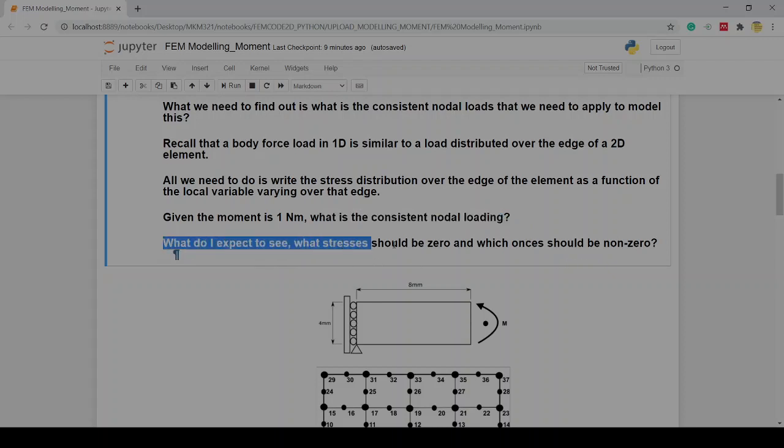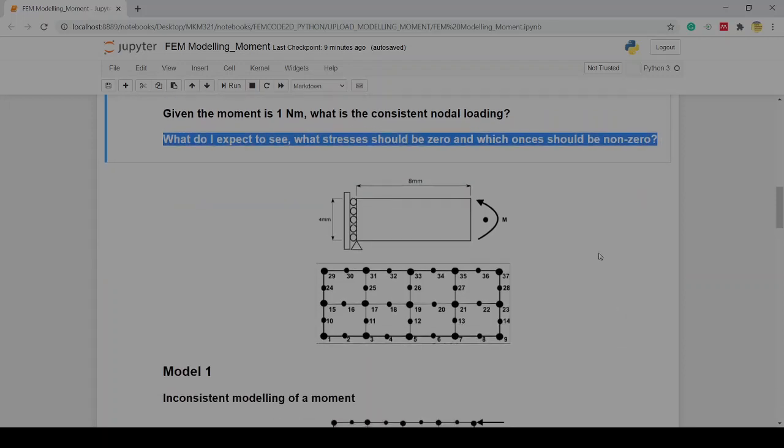The first question we ask is to make sure that we understand which stresses to expect to see, which should be 0 and which should be non-zero. The only non-zero stress that I expect to see is sigma xx. No shear and no sigma yy should be acting here. So there should only be a linearly varying sigma xx stress component. There's no shear, so there shouldn't be any shear component here. This is a pure bending moment that we're modeling.